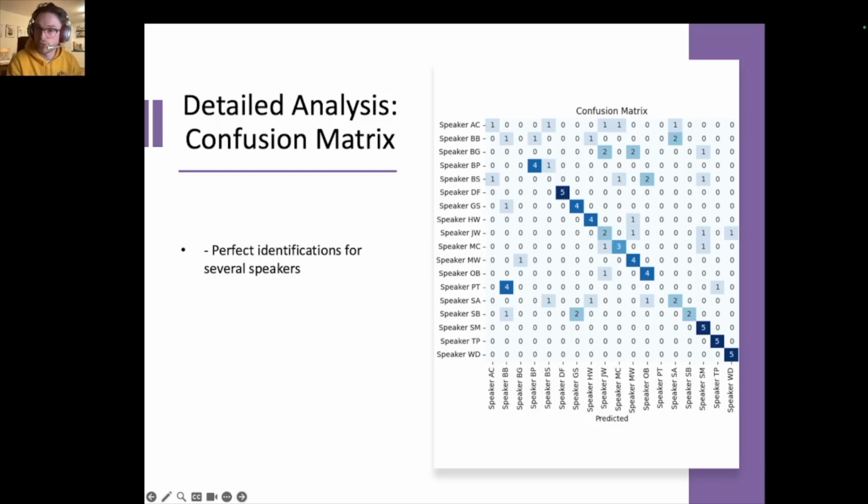The confusion matrix for the CNN model reveals a detailed picture of how well individual speakers were identified. We observed perfect classification performance for several speakers, including speaker D, F, S, M, TP and WD, where all test samples were correctly predicted. This indicates the model's strength in distinguishing certain vocal profiles. However, the matrix also highlights some systematic misclassifications. For example, speaker BJ was often confused with BP.